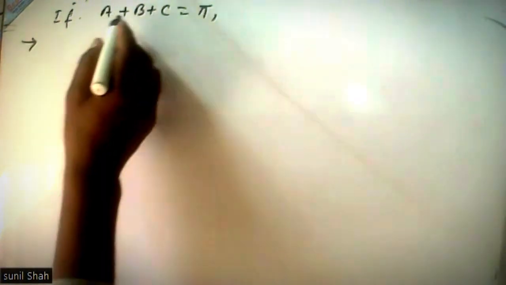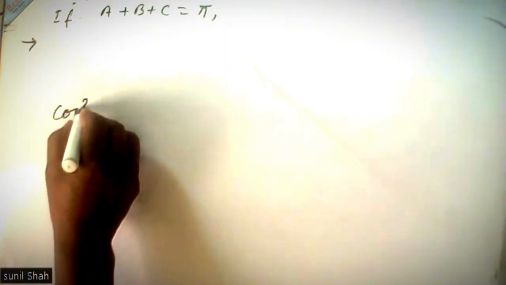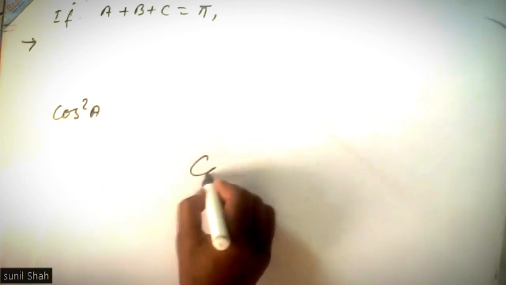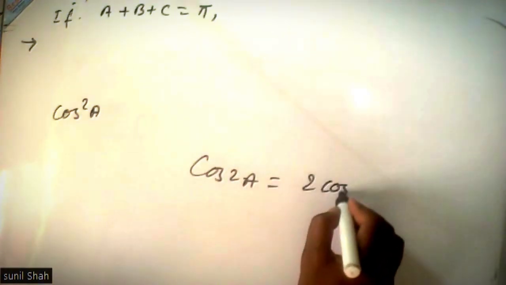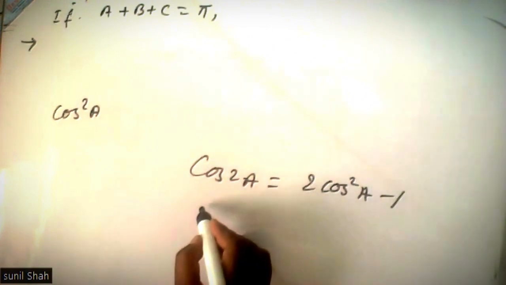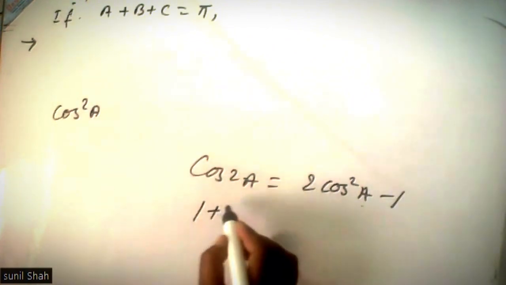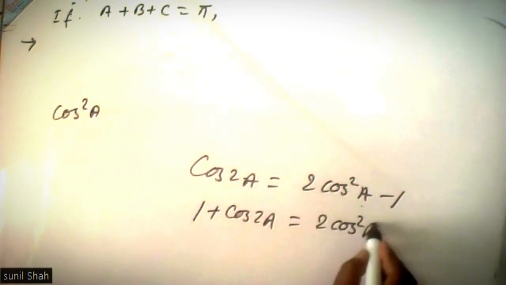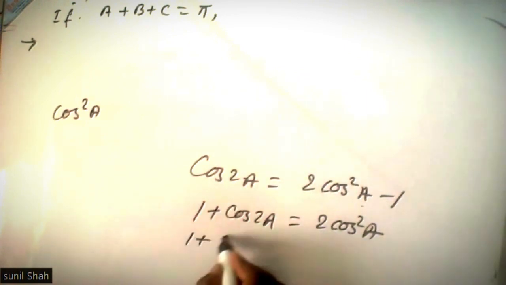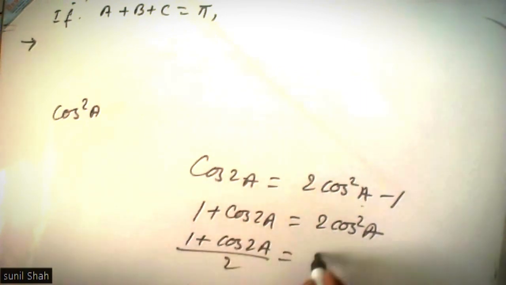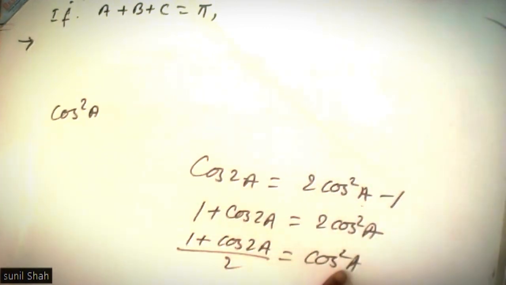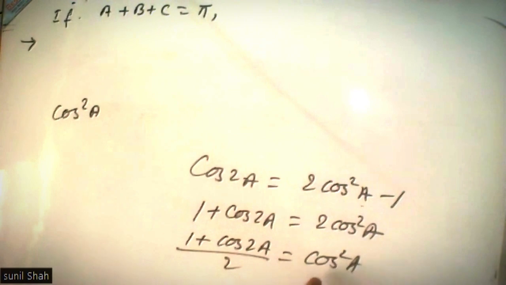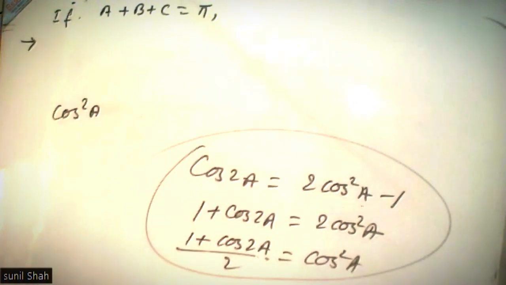Cos square A, from the right side. What is cos square A? Using cos 2A is 2 cos square A minus 1, the 1 comes this side: 1 plus cos 2A is 2 cos square A. But there is no 2, so cos square A is (1 plus cos 2A) by 2. Similarly, cos square B is (1 plus cos 2B) by 2. Using this formula, we convert cos square A and cos square B in terms of cos 2 theta.